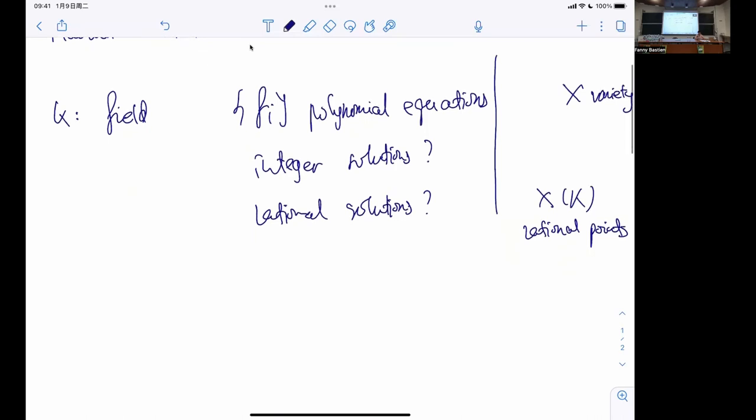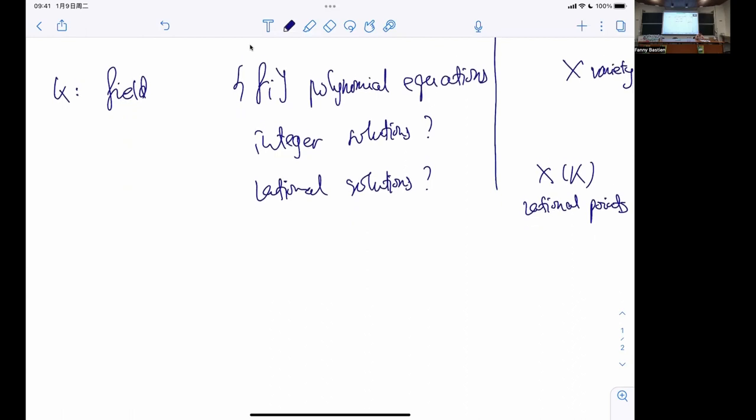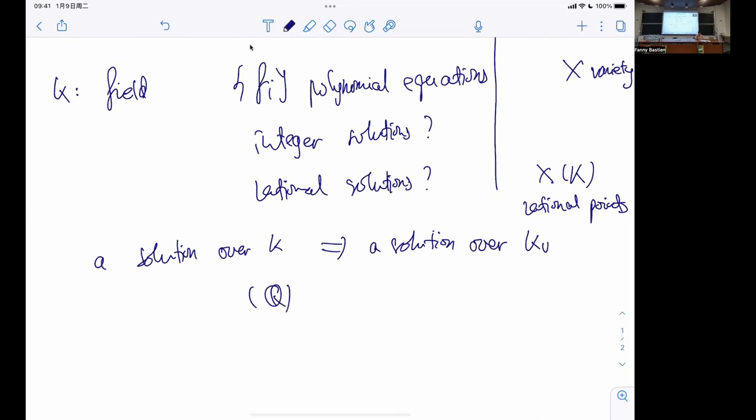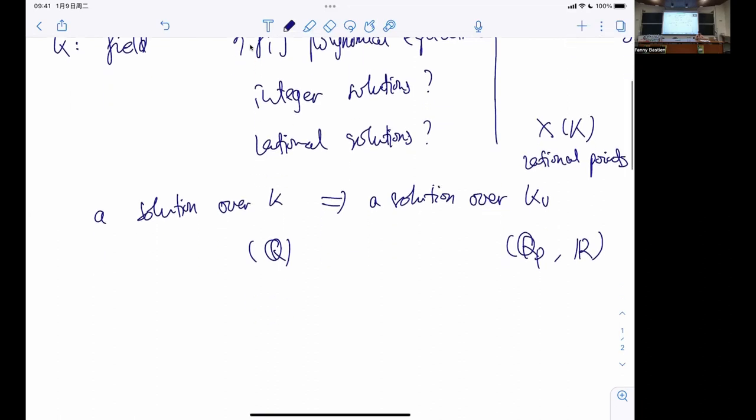One very natural necessary condition is this: if we have a solution over Q, then we must get a solution over every completion of this field. For example, if we have in mind Q, we should have solutions in all of the p-adic fields Q_p and also in R. This is one natural necessary condition in order to have a global solution. This is the so-called local information and this is the global information. So global solutions imply local solutions. Global points imply local points.